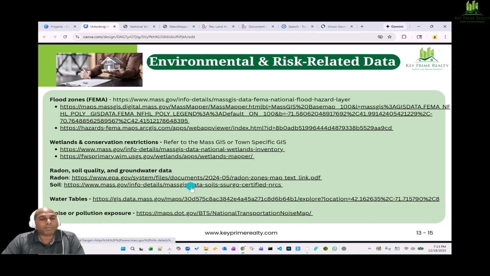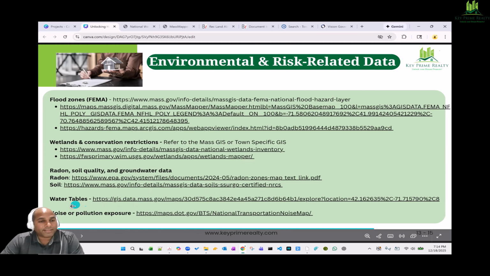So we do have publicly available data, but this is, I don't know, beyond our pay grades. Usually structural engineers get into this. But as a preliminary analysis, maybe if you are doing relative analysis, this land versus that land, you could do some soil comparisons through this publicly available data. And then water tables, yeah, this is another one.